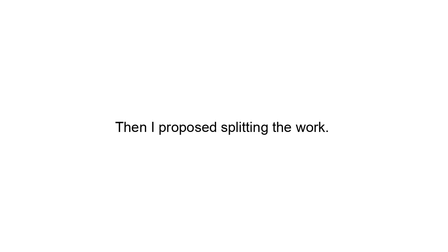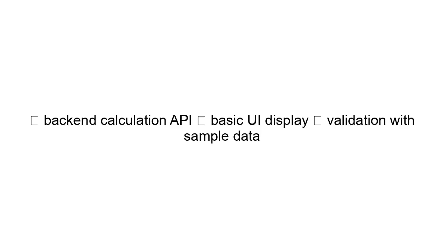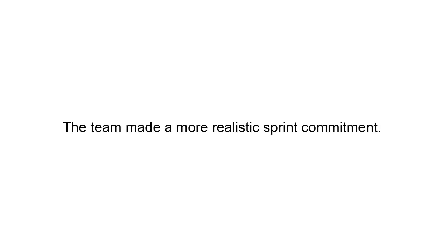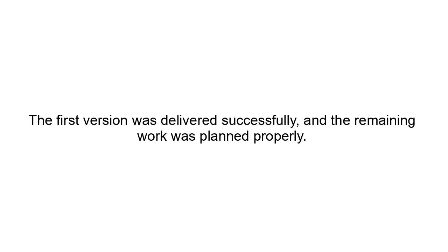Then I proposed splitting the work. The first story would include Calculation API, Basic UI Display, Validation with Sample Data. The second story would include Export Functionality, Advanced Filters, Additional Formatting. Result. The product owner agreed to split the story. The team made a more realistic sprint commitment. The first version was delivered successfully, and the remaining work was planned properly.